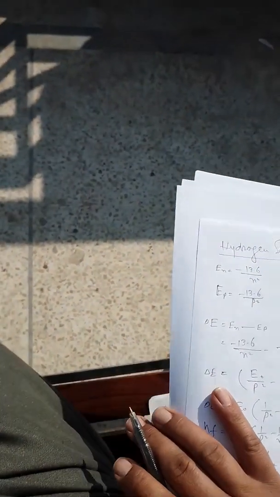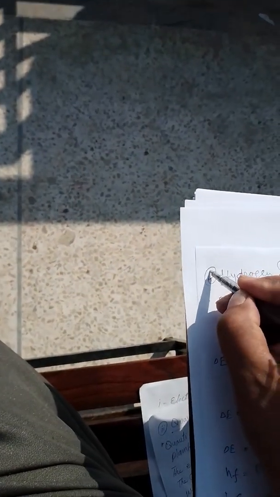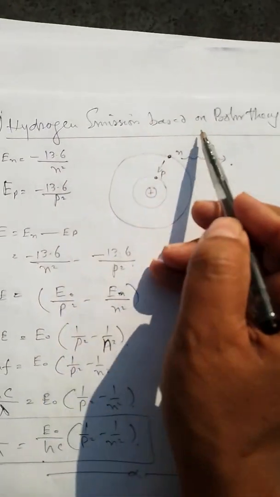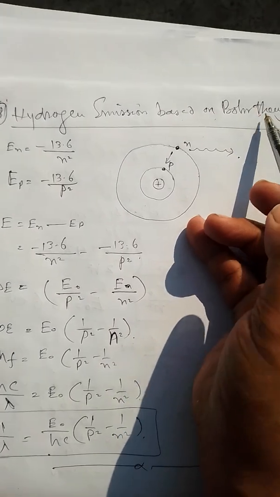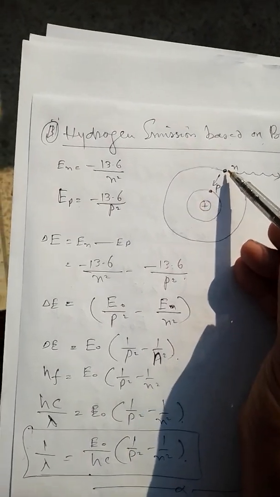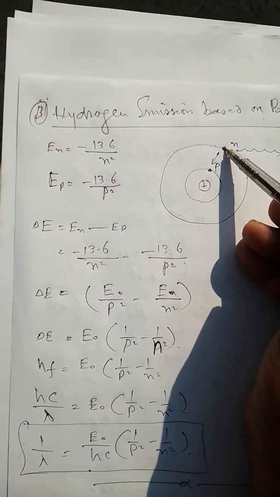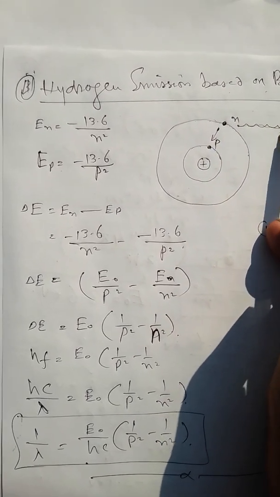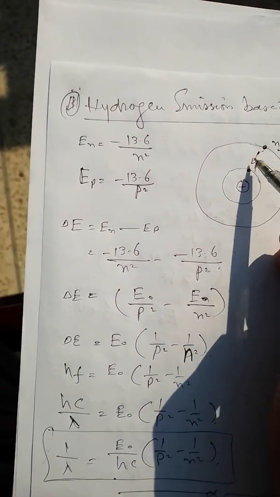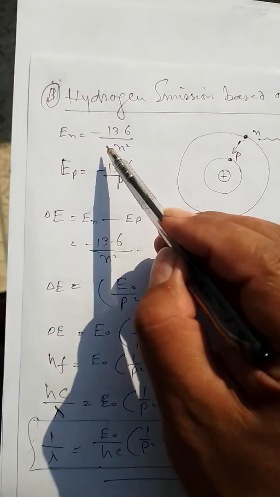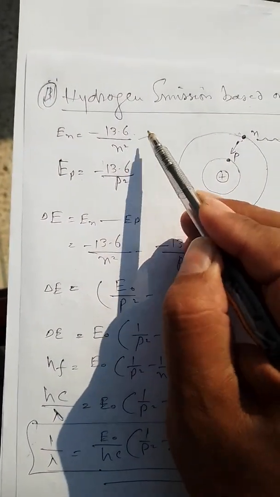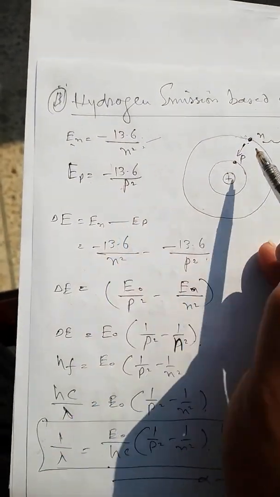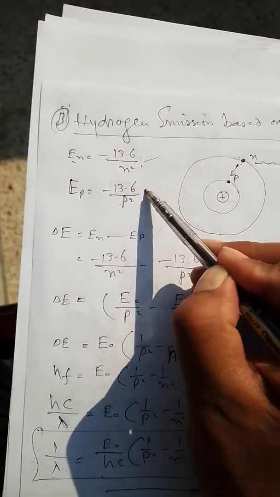Now the third result of the Bohr theory is hydrogen emission based on the Bohr theory. For example, we have an electron in the n orbit and we want to take the electron from n to p orbit, so a photon will be emitted. The electron is de-excited and the photon is emitted. The energy of the electron in the n orbit is given by this equation, and the energy of the electron in the p orbit is given by this equation.